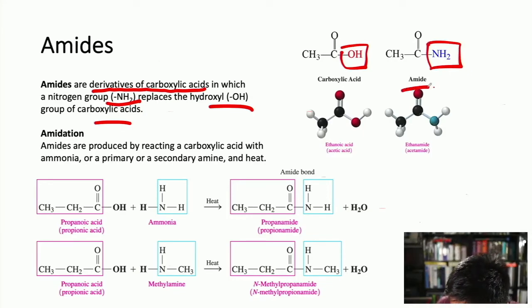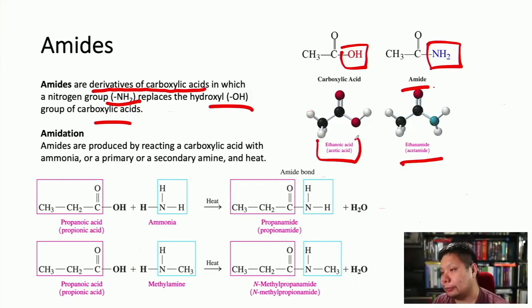So the new name now is ethanamide, right? Or acetamide. And we know the carboxylic acid form, it's everything we already know, which is acetic acid. So this happens through a process called amidation. That's how we make amides from carboxylic acids.